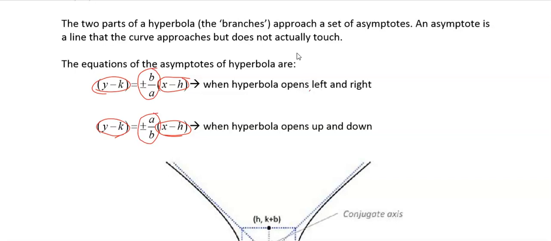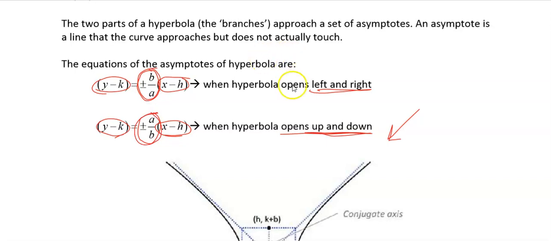If the hyperbola opens left and right, like this one does, then notice that the asymptotes are plus and minus b over a. Now remember, you get your b and your a from your equation. A squared is always under the positive term. B squared is always under the negative term. If your hyperbola opens up and down, then your two asymptotes, the slopes, are positive and negative a over b.